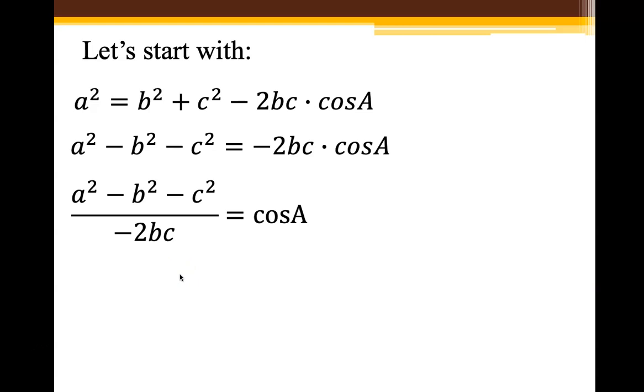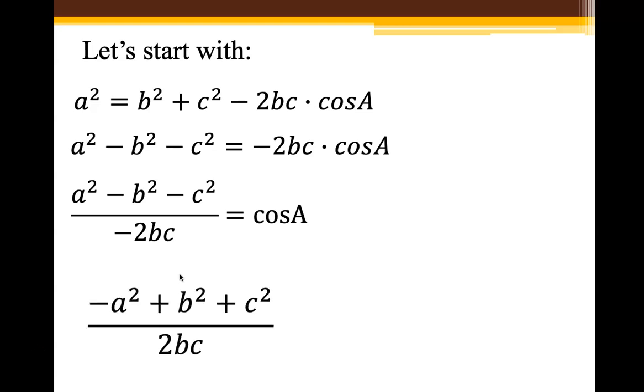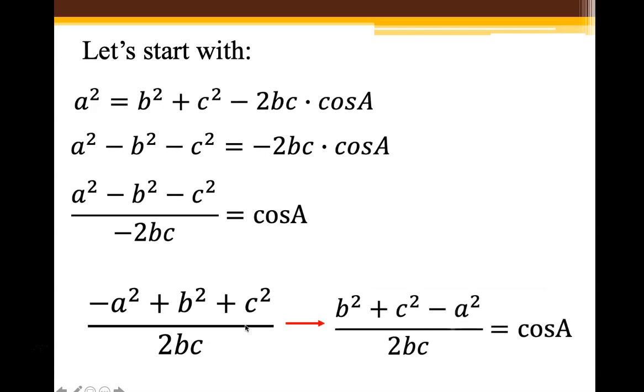So I'm going to basically divide the top and the bottom by -1, or multiply top and bottom by -1, if you will. Basically, all it's going to do is change the signs. So the a squared will change from positive to negative, the b squared from negative to positive, the c squared likewise. And that's going to equal your cosine of A, so this is going to turn into b squared plus c squared minus a squared. All I did was just a little commutative property. I just moved the negative a squared to the end. So I get b squared plus c squared minus a squared over 2bc is cosine A.